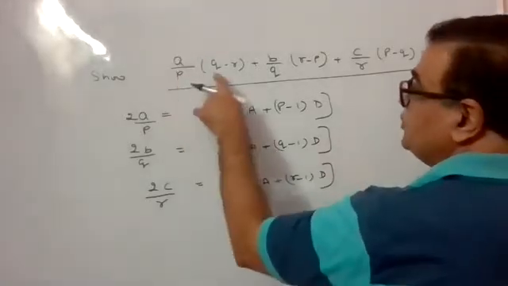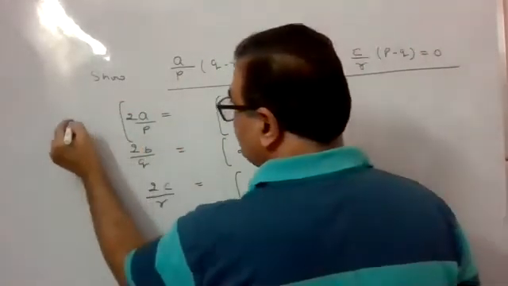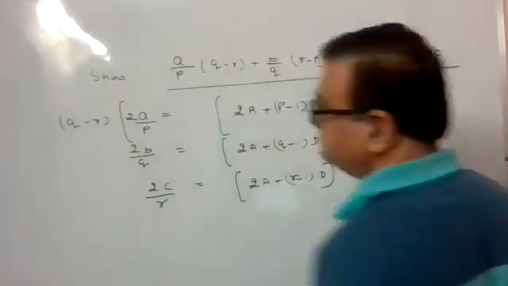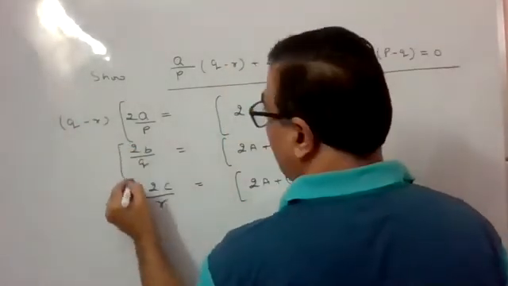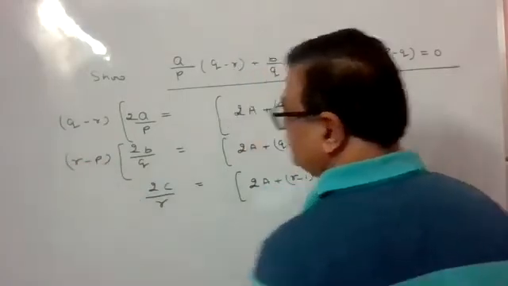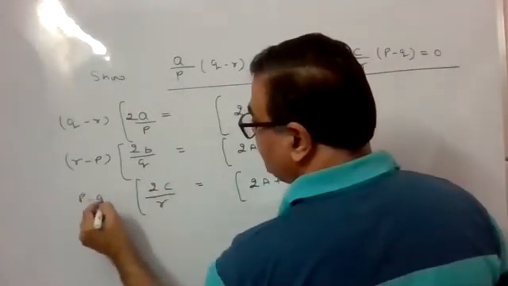I want a by p into (q minus r). So what I do here, I will multiply this whole equation by q minus r. This whole equation I will multiply with r minus p. And this whole equation we will multiply with p minus q.